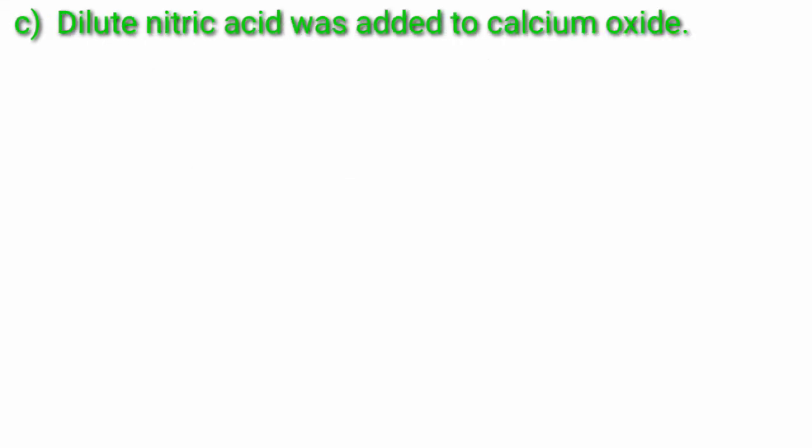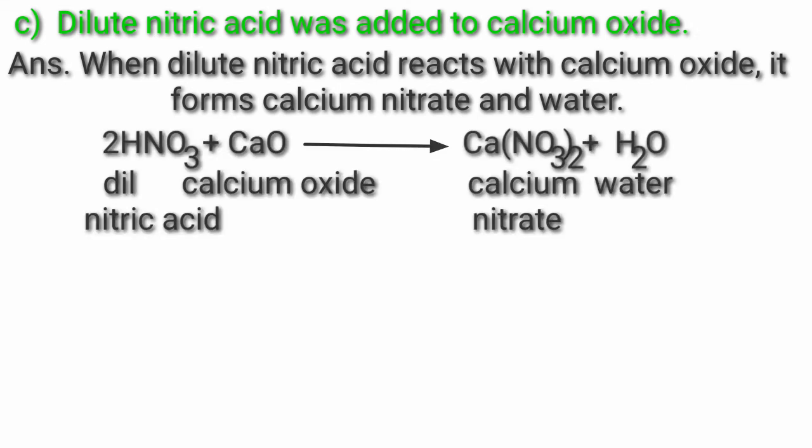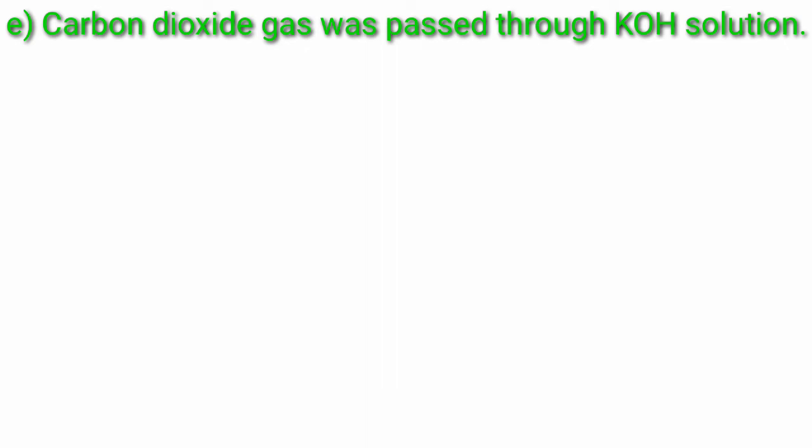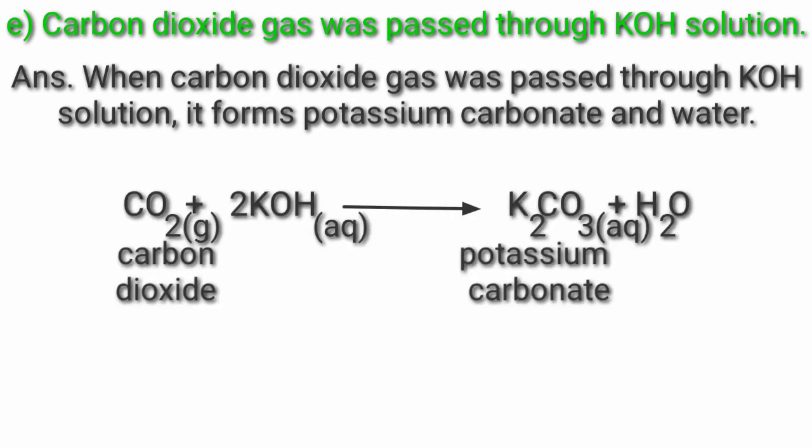C. Dilute nitric acid was added to calcium oxide. Answer. When dilute nitric acid reacts with calcium oxide, it forms calcium nitrate and water. 2HNO3 + CaO gives Ca(NO3)2 + H2O. D. Carbon dioxide gas passed through KOH solution. Answer. When carbon dioxide gas passes through KOH solution, it forms potassium carbonate and water. CO2 + 2KOH gives K2CO3 + H2O.